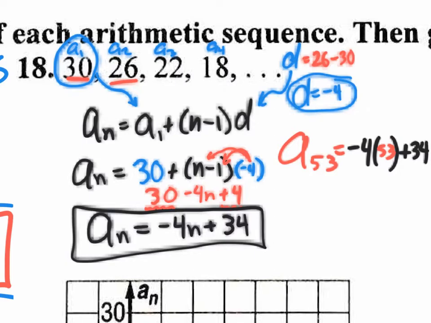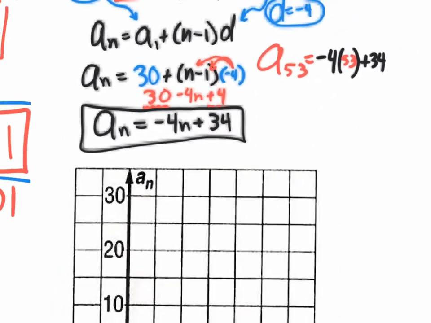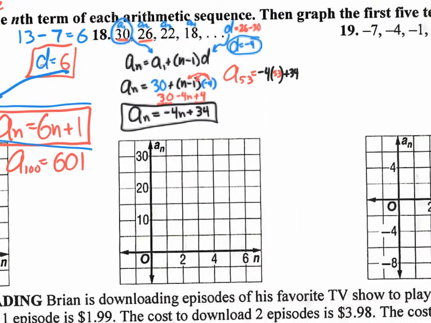Now, in addition to that, they do want you to graph your equation down here. So, you could think of this as y equals mx plus b, or you could just think of the coordinates. My first term, a sub 1, is 30. So here's 0, here's my first term. This is like a sub 1, and that would be 30. So you put a dot right there. A sub 1 is 30.